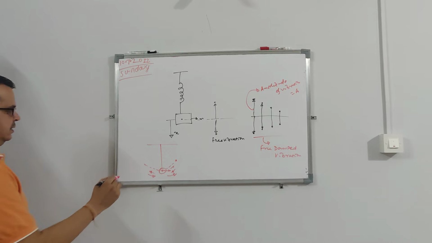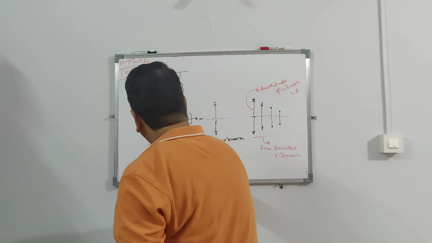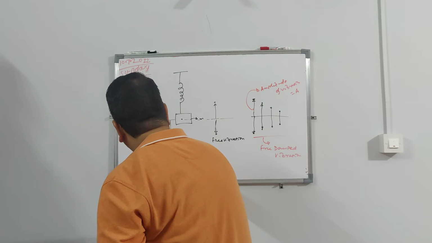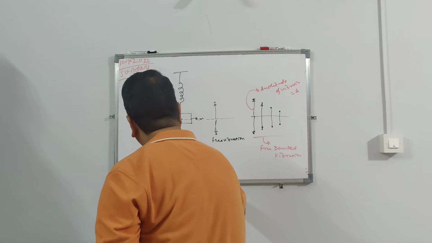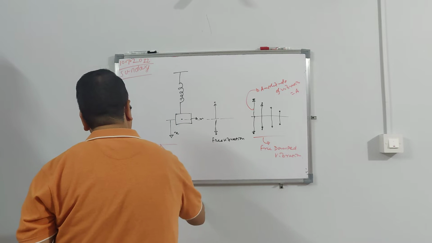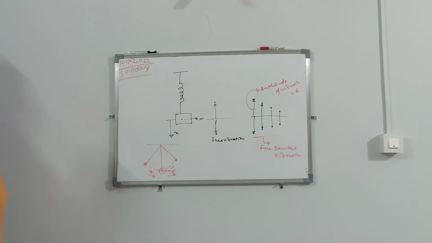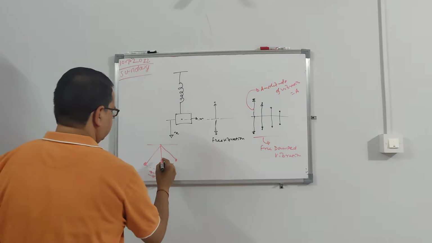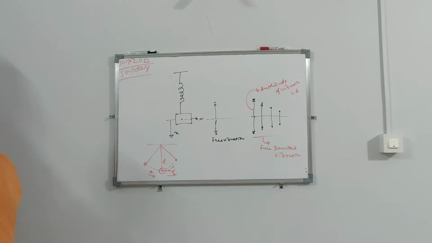So this is my simple pendulum. This is my extreme position, the extreme position of my simple pendulum. The length of the simple pendulum is L.